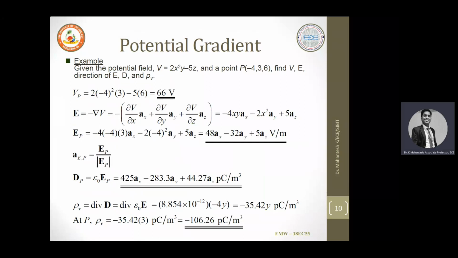The direction of E can be found as a unit vector, the vector over its magnitude. The electric flux density is 525 ax minus 283 ay plus 44.2 az picocoulomb per meter squared. Rho V is equal to divergence of D, which is divergence of epsilon naught E, which is equal to minus 35.42 y picocoulomb per meter cubed. But at P, y is equal to 3. Therefore, rho V is minus 106.26 picocoulomb per meter cubed.